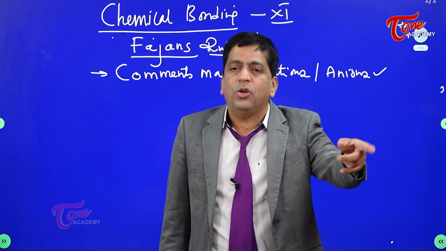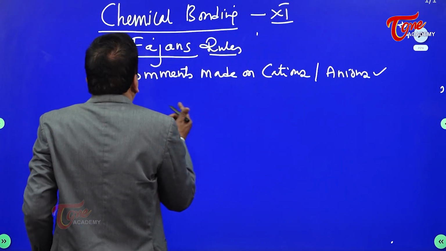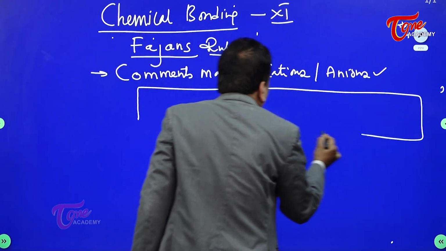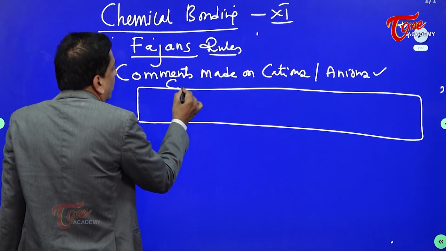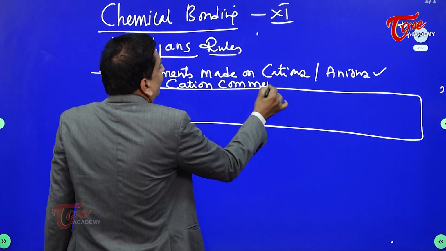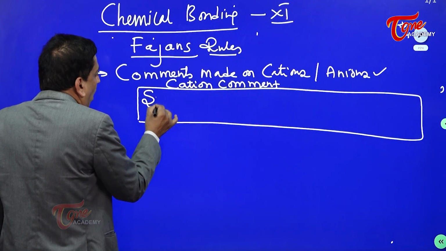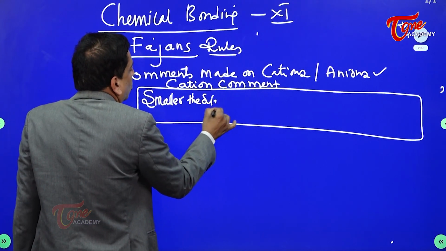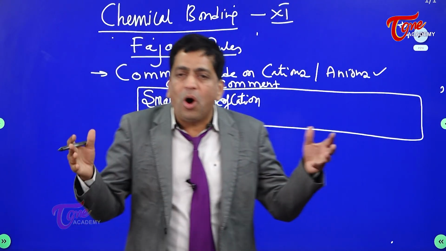What are the comments made on cations? What are the comments made on anions? Observe, the first comment made on cations. He's asking us to look into this. This is the cation comment. He's commenting on the cations. Now what he's saying: smaller the size of cation.